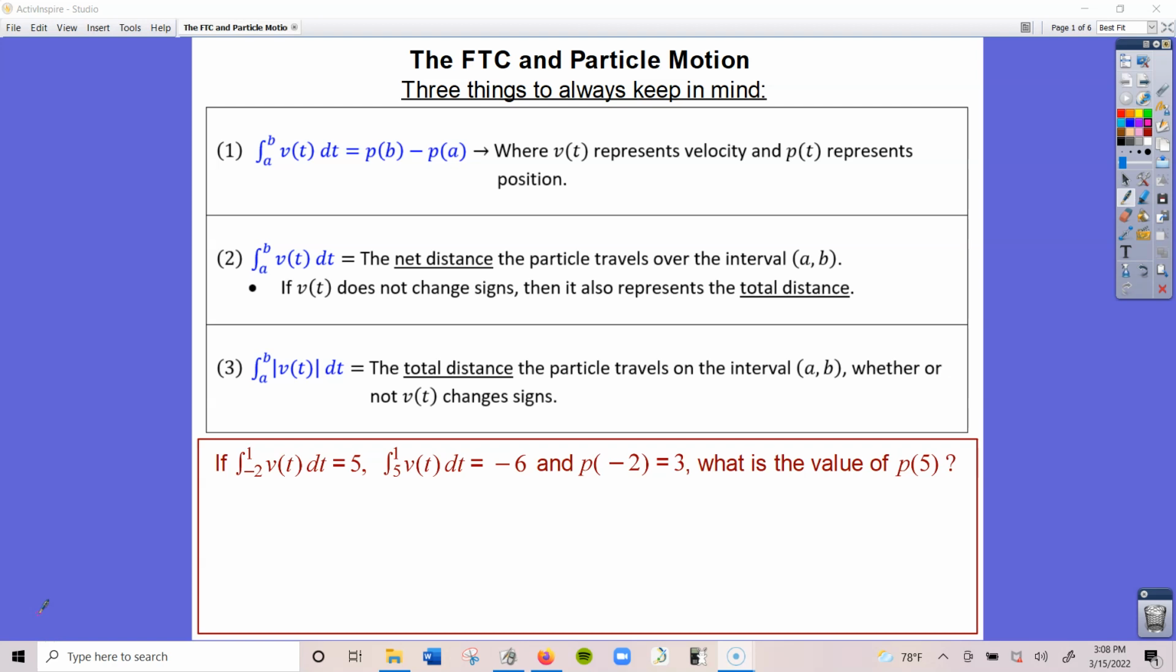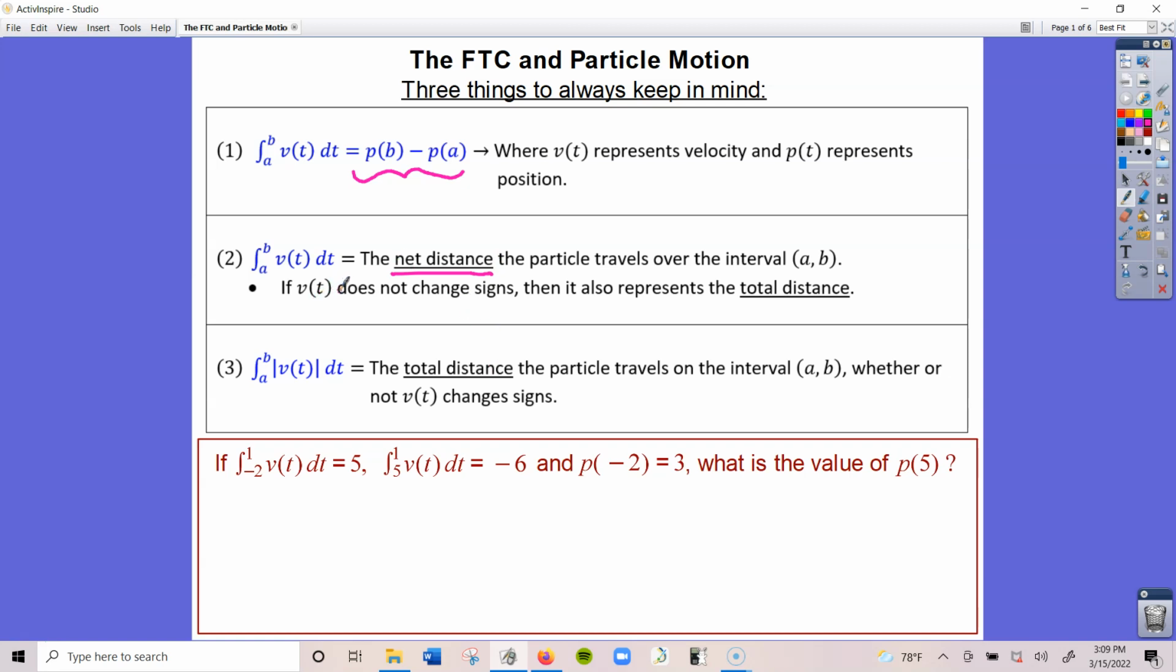Hello everyone. Today we're going to learn how the fundamental theorem of calculus, or the FTC, and particle motion are related. So here are some things that you need to keep in mind. Whenever you integrate velocity, we know that this is going to give you the position function. Particularly, it'll be P of B minus P of A in terms of position. Now this P of B minus P of A should look familiar as net distance.